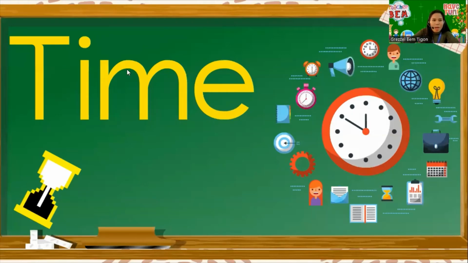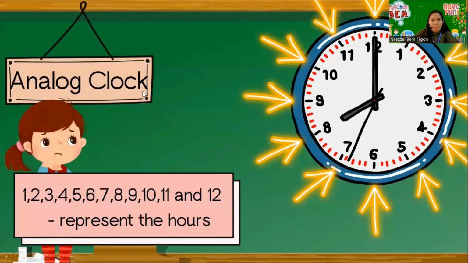Now, this time we're going to talk about time. I hope you can still remember about time. So this example is what we call an analog clock. I know that you already have your analog clock as your project. So on the analog clock, the numbers 1, 2, 3, 4, 5, 6, 7, 8, 9, 10 until 12 represent the hours.